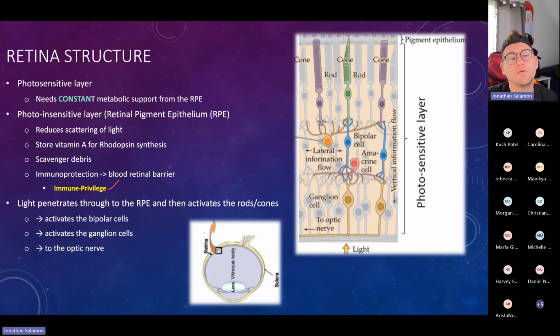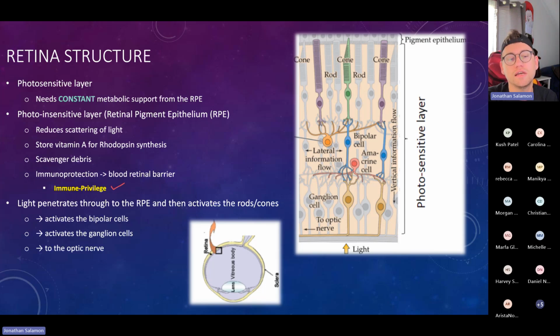I don't know if anybody remembers immune privilege from second semester, but this photoinsensitive layer, I would say its second most high yield function, aside from number one, obviously being supplying nutrients to the photosensitive layer, is that it protects the inside of your eye from your immune system. The reason being is your immune system doesn't really know the inside of your eye exists. So if you get a penetrating injury that exposes the inside of the eye to the immune system, you will start to form autoantibodies against the inside of your eyes and you will go blind.